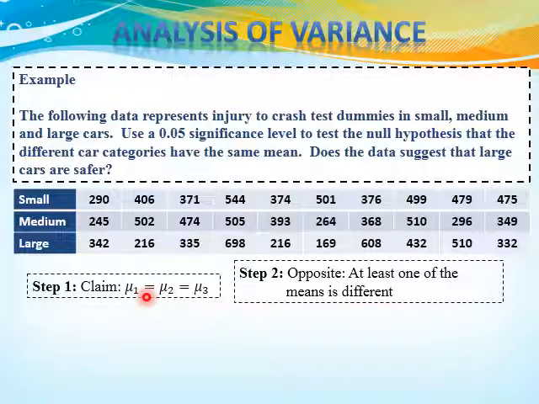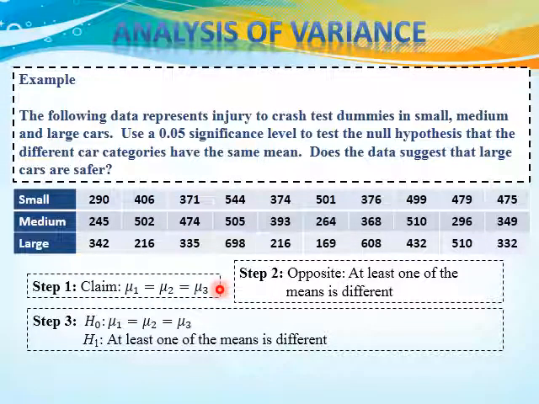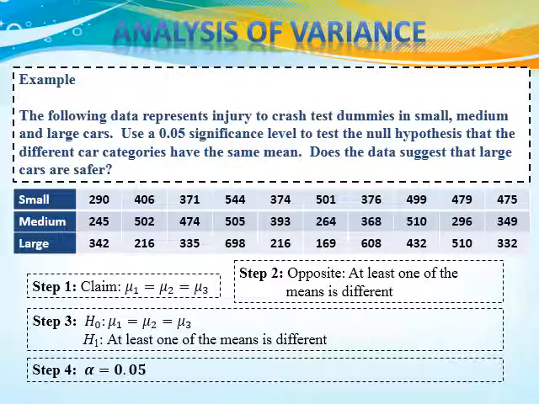A common mistake is to say the opposite of this is that they all don't equal each other, but that's not true. The actual opposite is that at least one of these means is different or not equal. So we get the null hypothesis from the claim that has all the equality. The means are equal to each other in the null hypothesis, and the alternative hypothesis is that at least one of the means is different. And step 4, of course, is to identify the significance level.